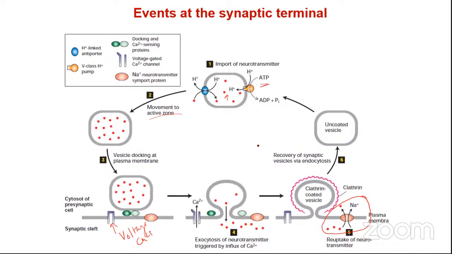Now, this is what we have studied till now. Later, what happens is that these synaptic vesicles are recycled back in order to make uncoated or empty vesicles, and even the neurotransmitter is taken back and used to fill up the empty synaptic vesicle back at where? At the cell body.